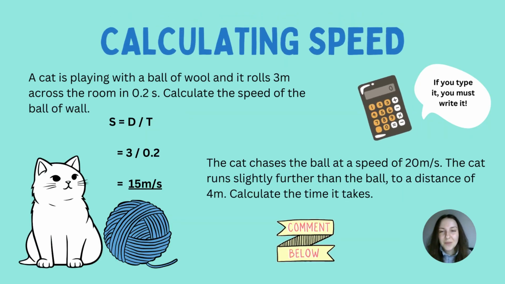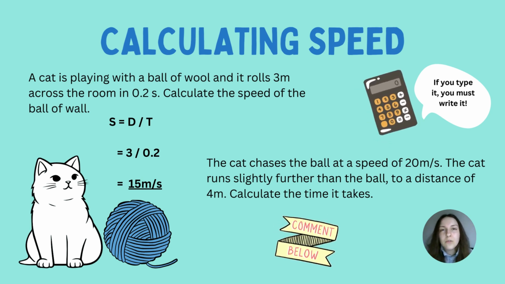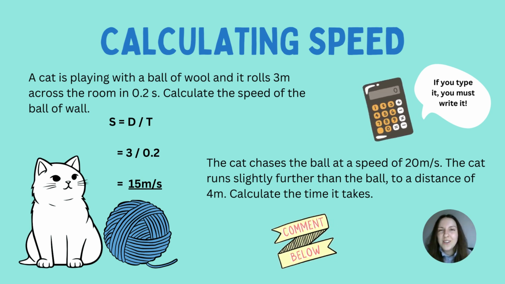So how do we actually calculate speed? So we know the equation, first of all. We know that speed is equal to distance divided by time. That's great. However, we need to do some examples.